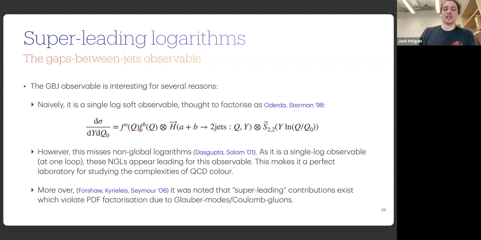Now, it was very rapidly observed that this factorization doesn't hold. In fact, non-global logarithms are present in this observable, and that's missing in this factorization. But that won't be the focus of this talk in particular, because that's basically a statement that you can't factorize H and S apart from each other in this way. In 2006, it was also noted that this observable contains superleading logarithms, which basically say you also can't pull the PDFs out in this way. So not only can't you split H and S, you also can't pull the PDFs out. So it's altogether unfactorizable in this form.